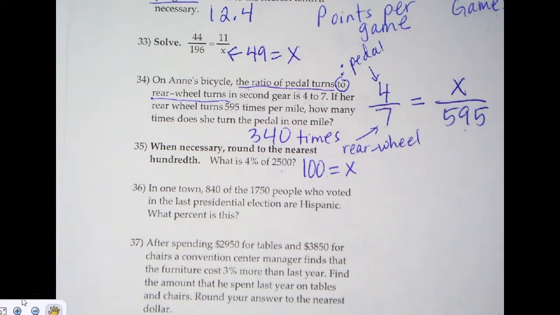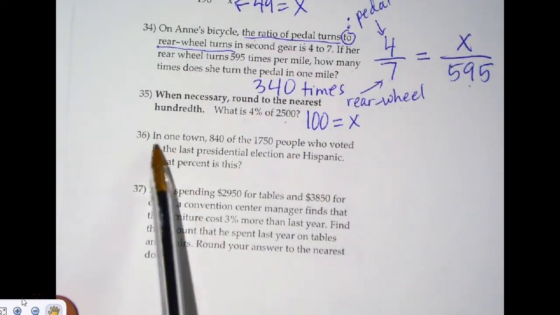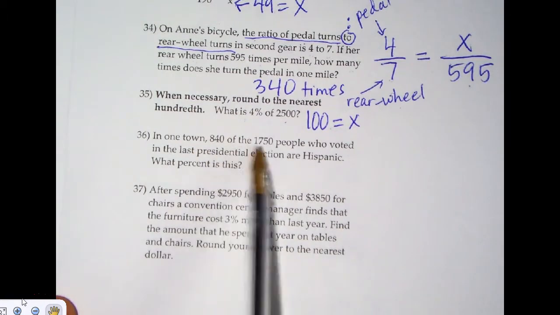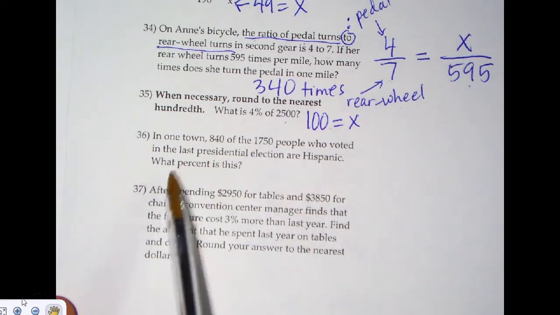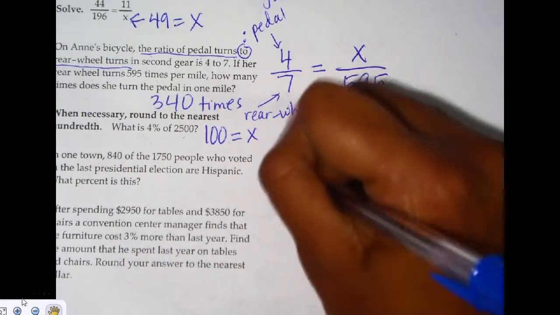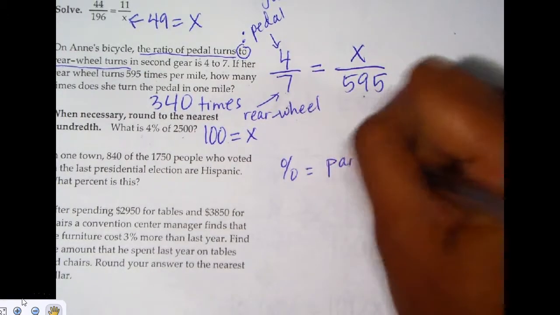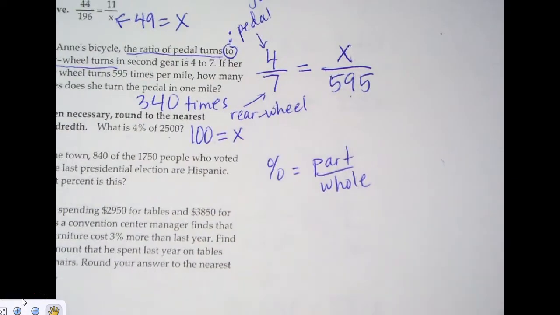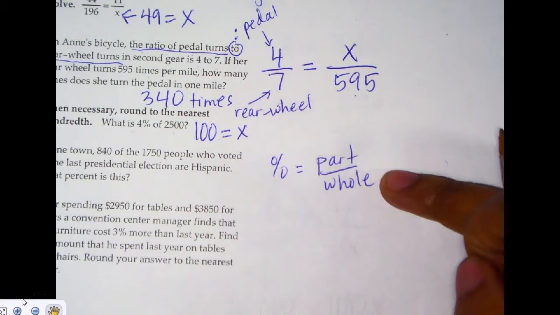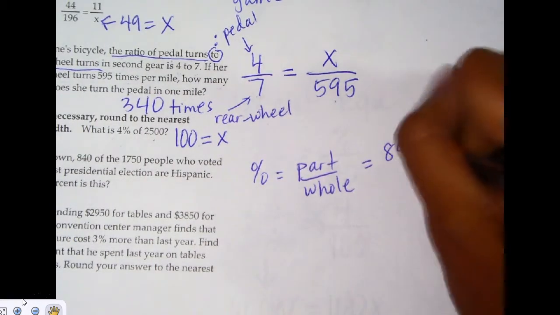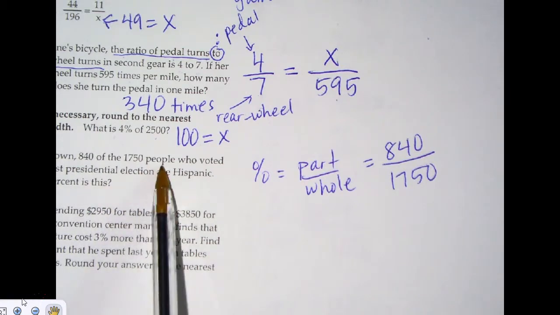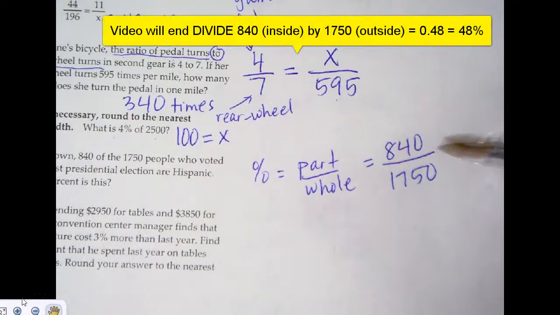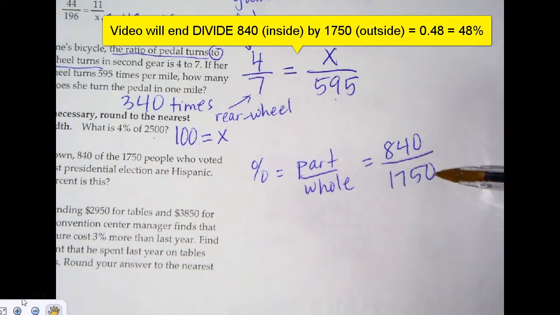Okay? All right, so now it says, really quick, in one town, 840 of the 1,750 people who voted in the last presidential election are Hispanic. What percent is that? So remember, percents are always, you know, part over whole. That's how you get percentages, like something with respect to total, or part over total. So in this case, we have 840 people in the town, 1,750. So this is the number of people who are Hispanic with the total number of people in the town.